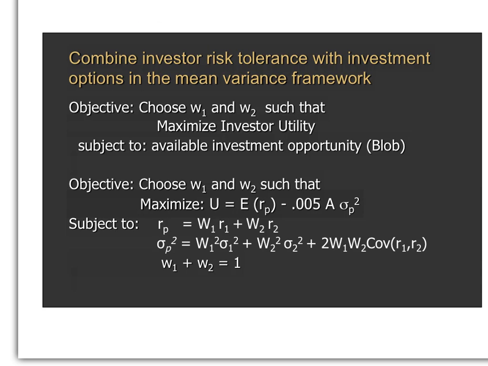The algebraic expression for the portfolio allocation problem in the case of two risky assets is represented in this slide. The objective is to maximize the investor's utility subject to the available investment opportunity set. The utility function is represented by a simple framework comprising of expected return and volatility, just the two moments of the return distribution. And the investment opportunity set is represented by the blob comprised of the return and volatility expression. To solve the optimization problem, set up the Lagrangian equation, differentiate with respect to either W1 or W2, and set up the first order condition to be equal to 0 and solve for the optimal allocation.